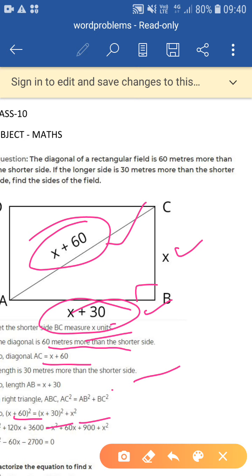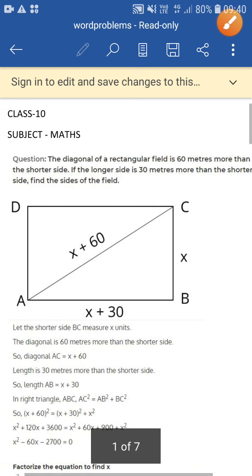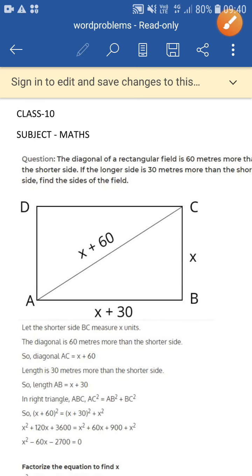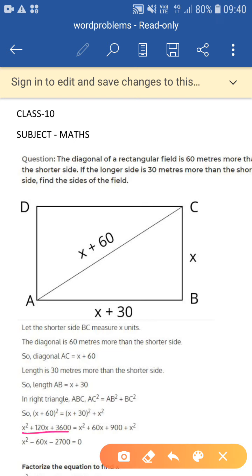Then by simplifying, we use the identity a plus b whole square, where we get three terms: a square plus b square plus 2ab. That gives x square plus 120x plus 3600, and similarly on the right side, x square plus 60x plus 900 plus x square. Collecting the like terms, we have x square minus 60x minus 2700 equals 0.